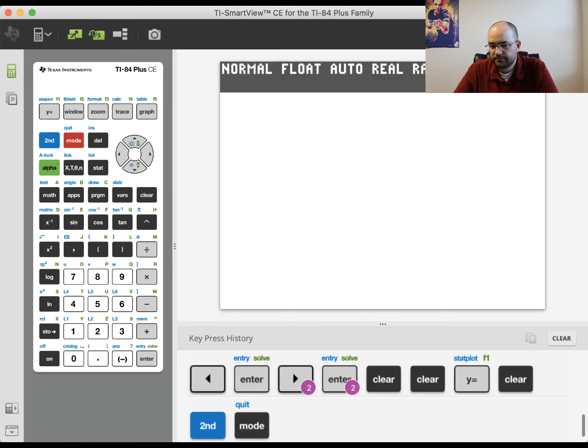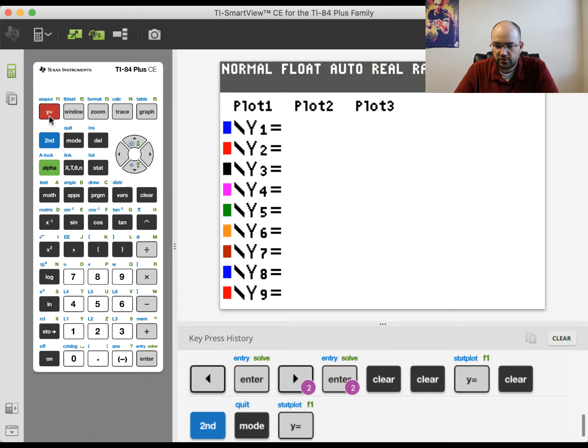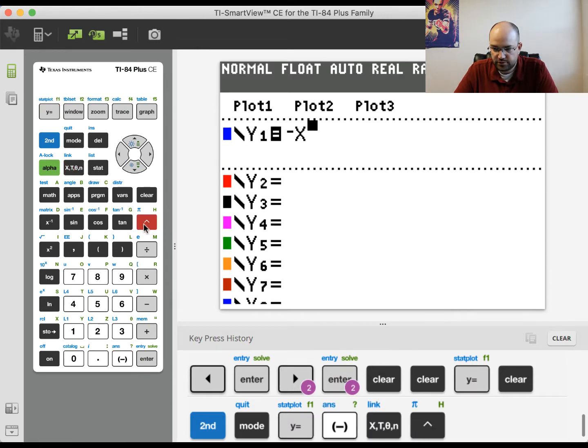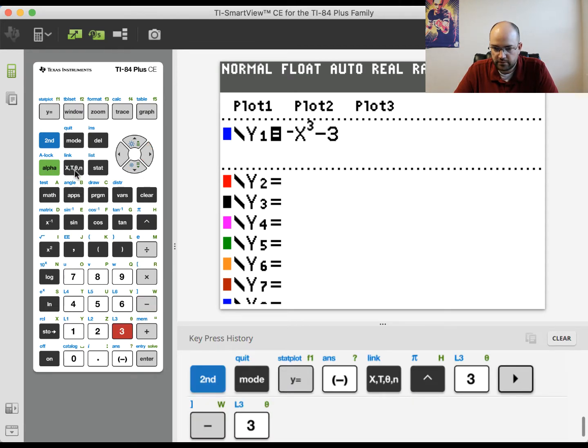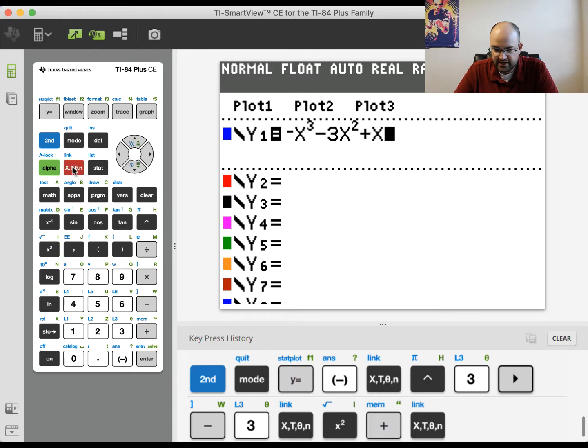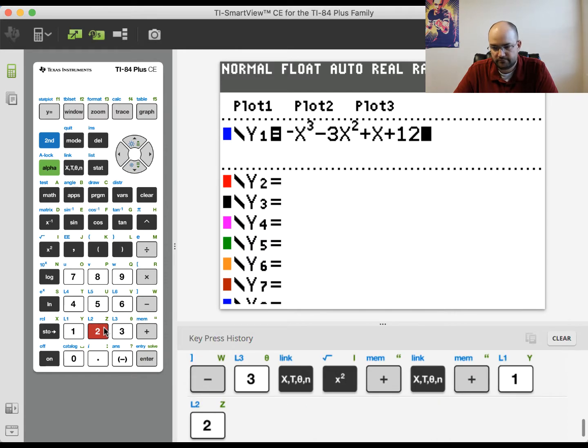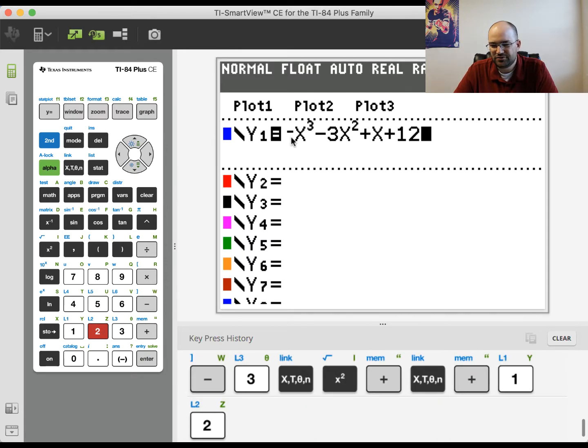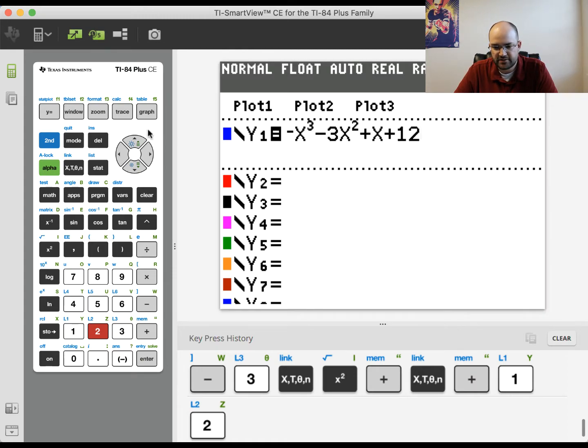Welcome to the calculator. I'm going to go ahead and go to y equals. I will type this in as negative x cubed, right arrow, and then minus 3x squared plus x plus 12. Awesome. And by the way, make sure that's a negative and not a minus sign. The calculator will throw an error whenever you put a minus sign there.